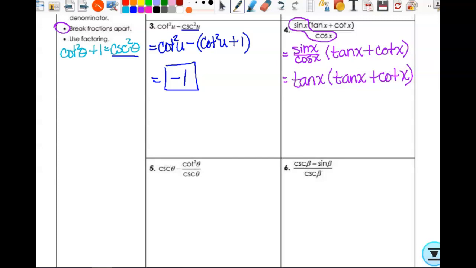So now I can see how maybe distributing might be beneficial to me, all right? When I distribute, what's tangent times tangent? Tangent squared. And what's tangent times cotangent? 1, because they are reciprocals of each other. So now I have squareds again. I've got tangent squared plus 1. Look at your chart. Does tangent squared plus 1 give me anything? Gives me secant squared x. Do not forget your argument, your x, your theta, your u, whatever is being used.